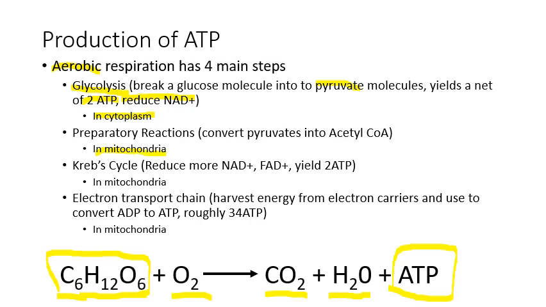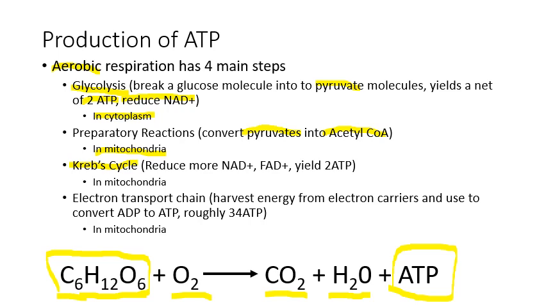Right, so the mitochondria, remember, is the powerhouse of your cell, and we consider it that because it's capable of carrying forward the rest of these reactions here. So next step is preparatory reactions. In the prep reactions, we're going to convert those pyruvates that we made in glycolysis into acetyl-CoA, or acetyl coenzyme A. That acetyl coenzyme A is going to enter into the next step, which is the Krebs cycle.